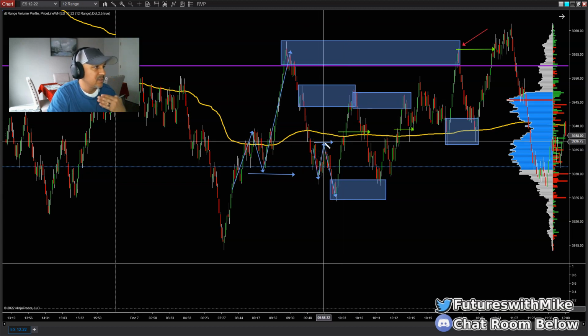This is the way I look at it. This is the way I use my strategy. This is the way I follow the market. This is the way I read the market and incorporate my strategy into price action, okay? And looking at market structure.